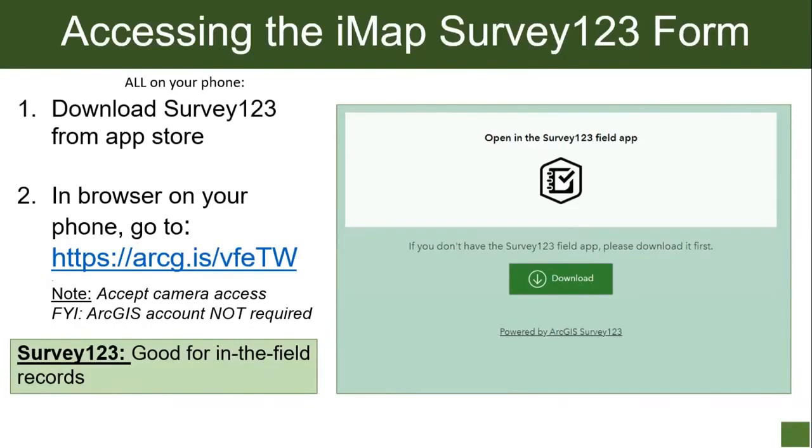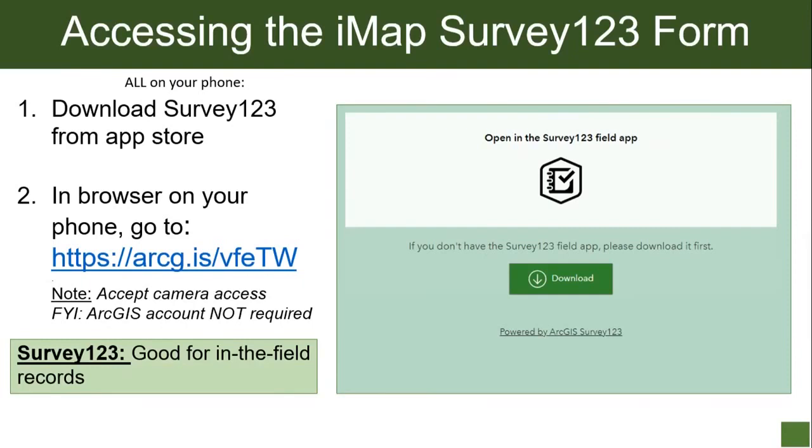So once you have an iMap account, what you do to use the iMapInvasives Survey123 is download Esri's Survey123 app from the App Store. So search Survey123 in the App Store or your Google Play Store and download it. And this will bring Esri's app onto your phone. To use Survey123 to report data to iMap, you need to download the iMapInvasives form onto that Survey123 app.